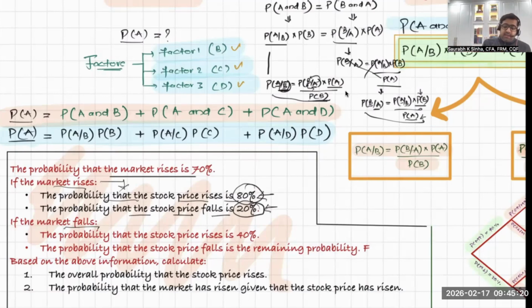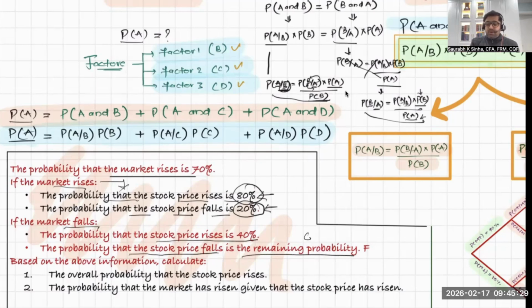Okay. If the market falls, the probability that the stock price rises is 40%. The probability that the stock price falls is the remaining probability, that is 60%. Based on the above information, you have to calculate the overall probability that the stock price rises. Now, this is the pure probability they are asking for. They are asking for the probability of stock price rising only. So which rule do you have to apply? Total rule or Bayes theorem?